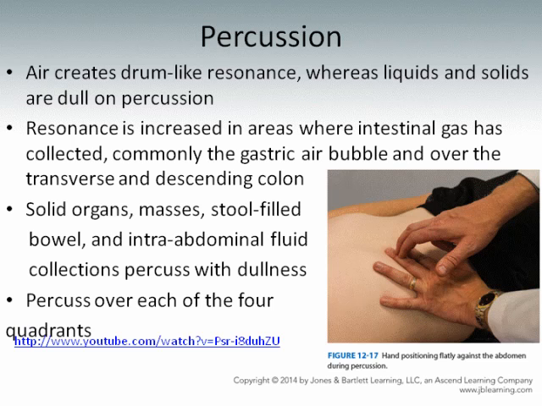Resonance is increased in areas where intestinal gas is collected, commonly the gastric air bubble, and over the transverse and descending colon. Solid organs, masses, stool-filled bowel, and intra-abdominal fluid collections percuss with dullness. So you want to percuss over each of the four quadrants. At the bottom of some of these slides are YouTube sites to go to watch. Actually, they're very good, so you really should watch them because they really go over how to do a lot of these percussion and palpation maneuvers.